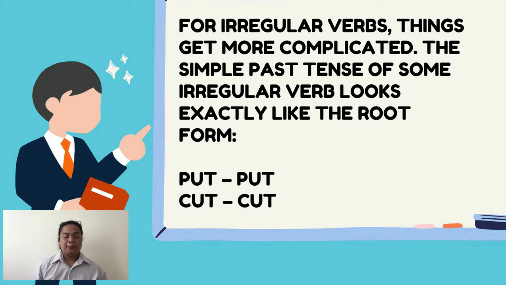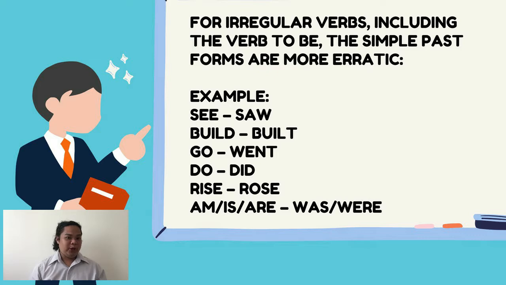For example, put, put, cut, to cut. While some irregular verbs, including the verb to be, the simple past forms are more erratic. For example, see, saw, build, built, go, went, do, did, rise, rose, and am, is, or, to, was, to, were.